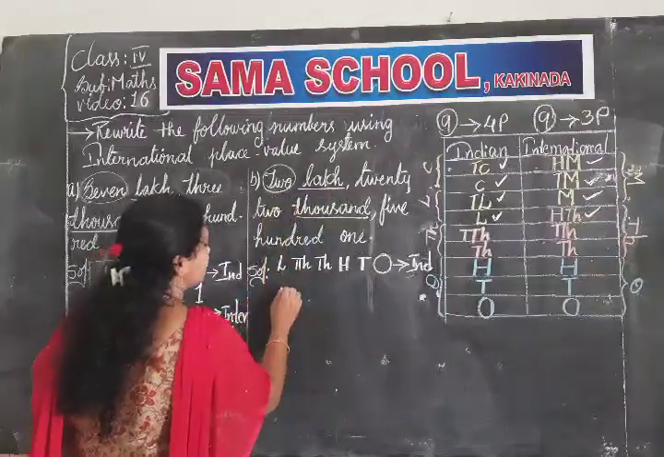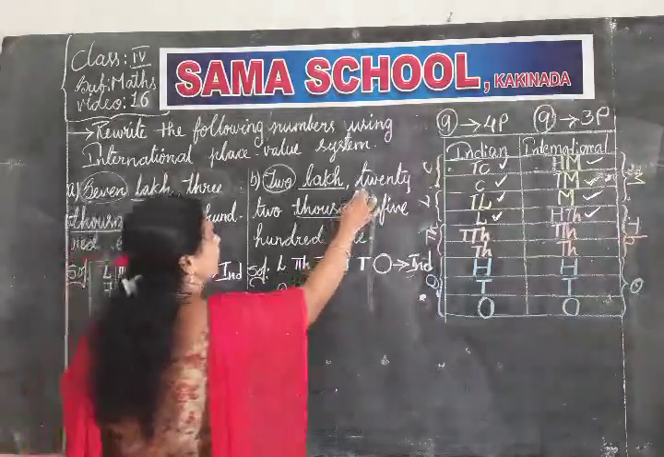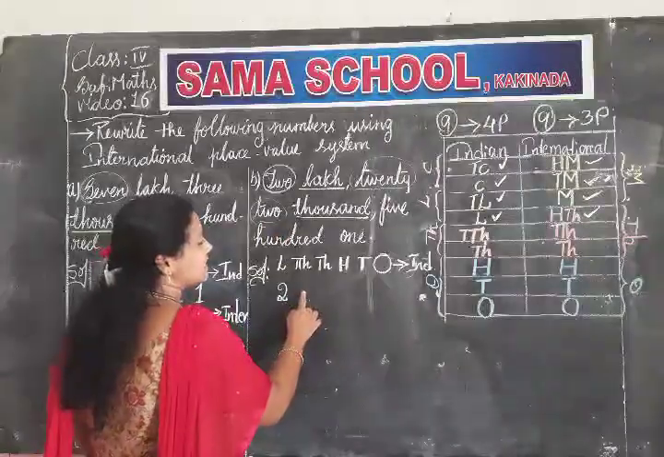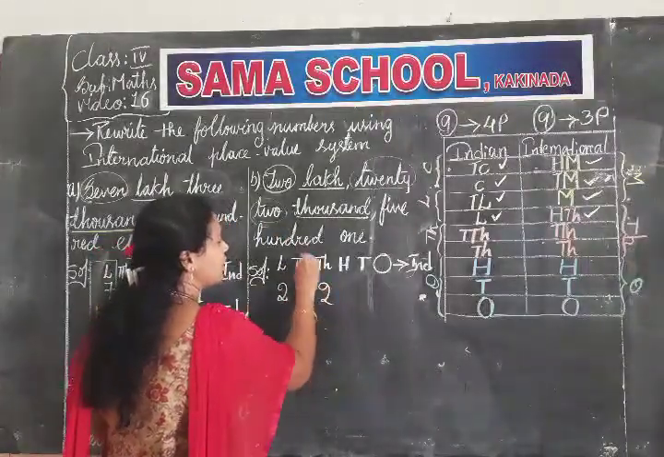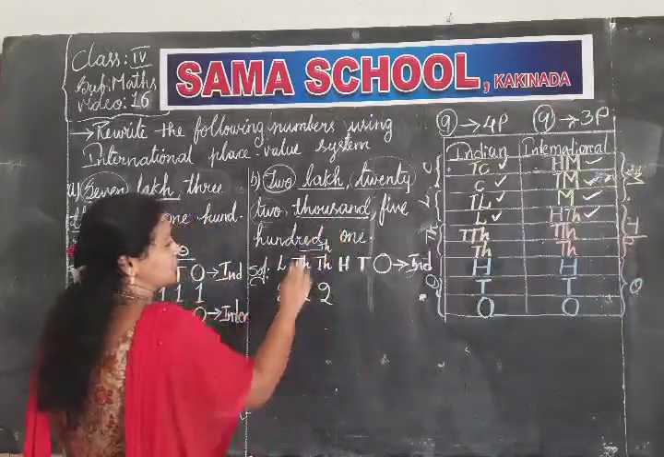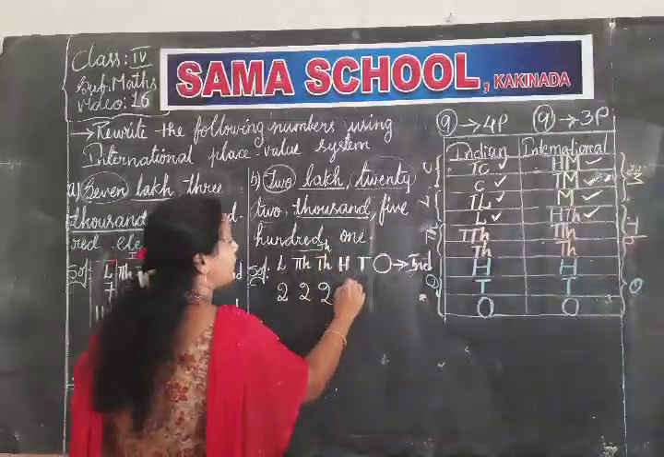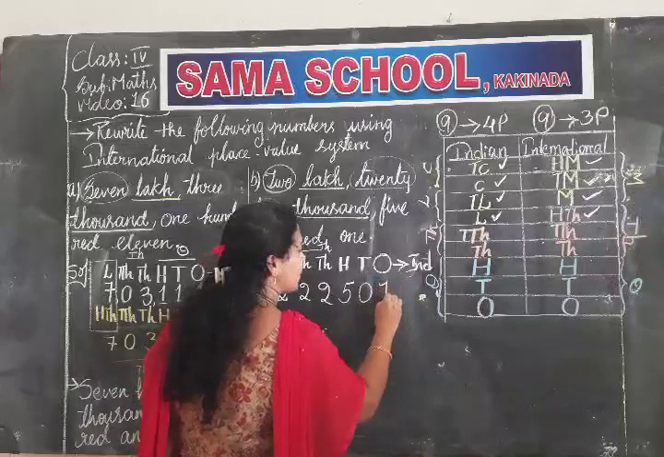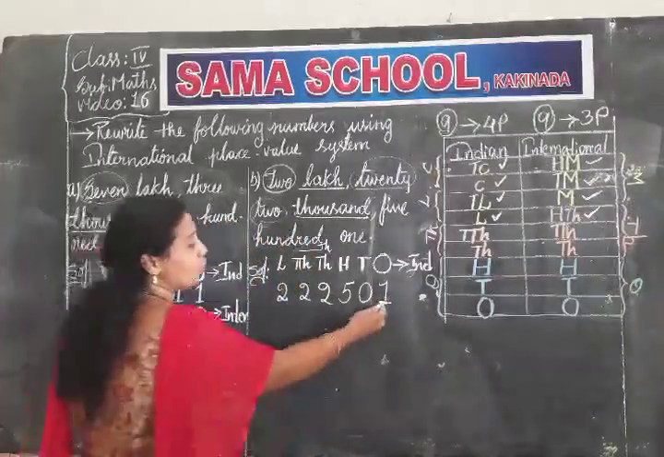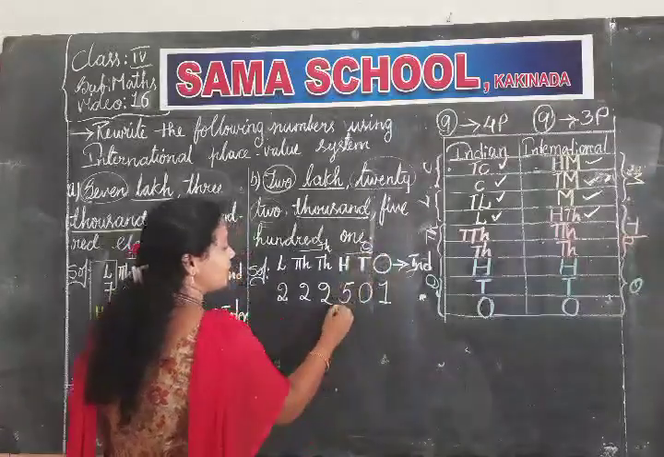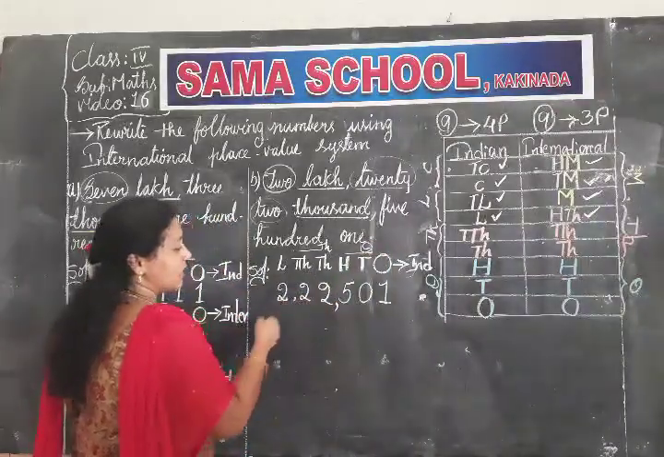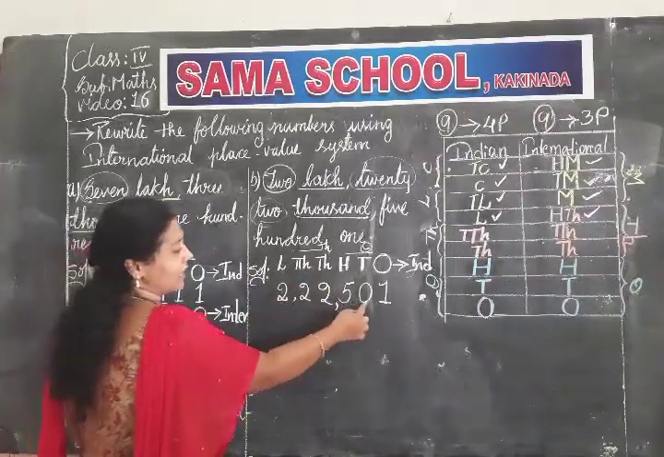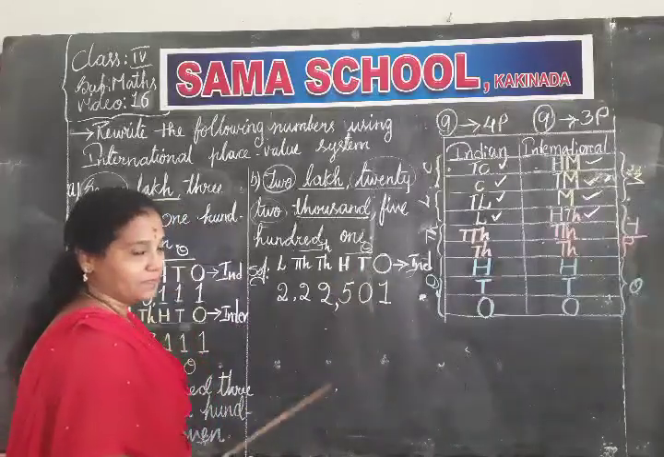In the lakhs period, which number do we have? 2 lakh. Next, 22, a double digit number, in the thousands period. After that, 501. In the tens place, there is no number, so we write 0. How to keep commas? After the ones period, keep a comma. After the thousands period, keep a comma. 2 in the lakhs place. We read the number: 2,22,501. This is the Indian system.